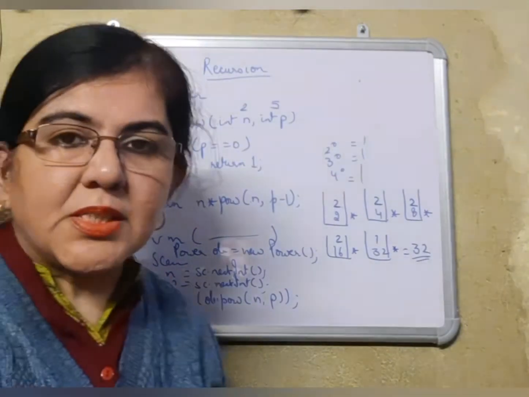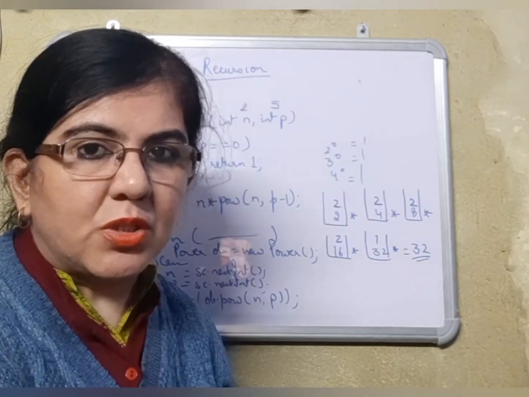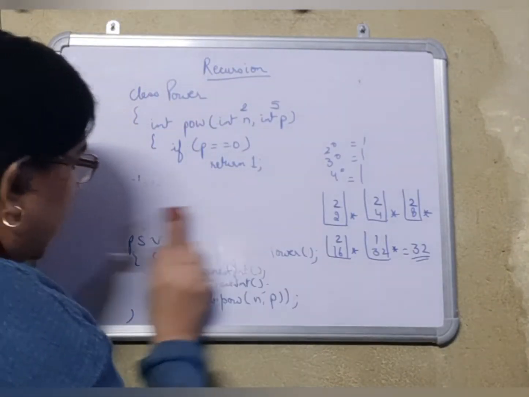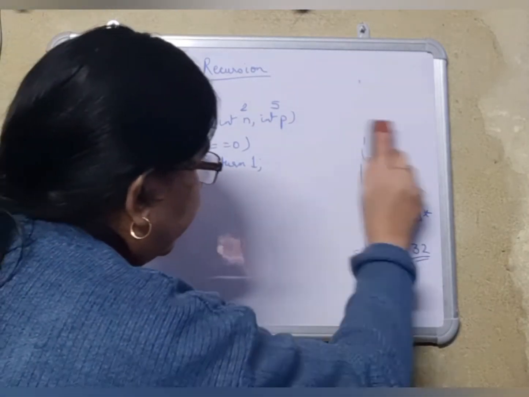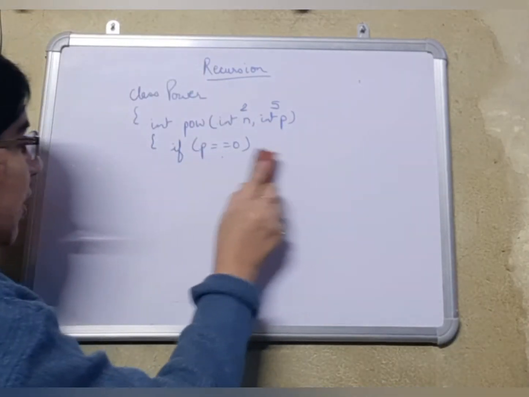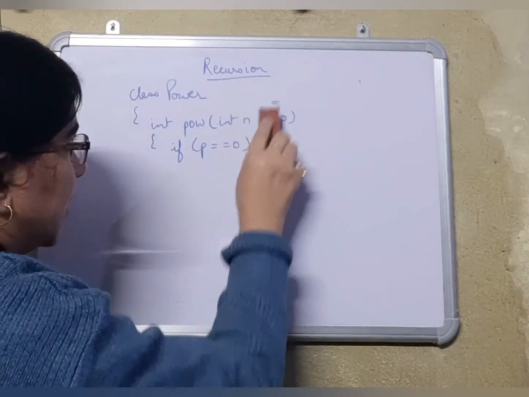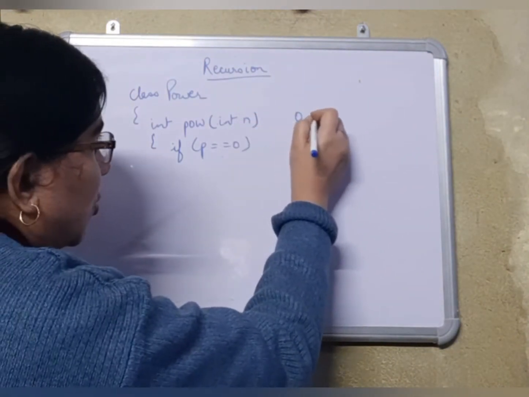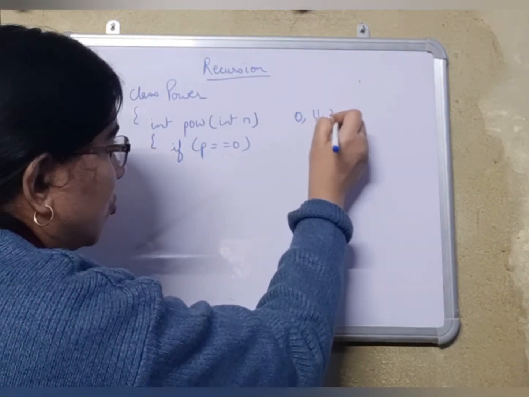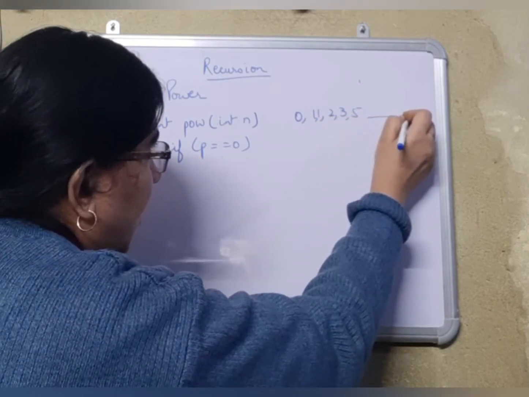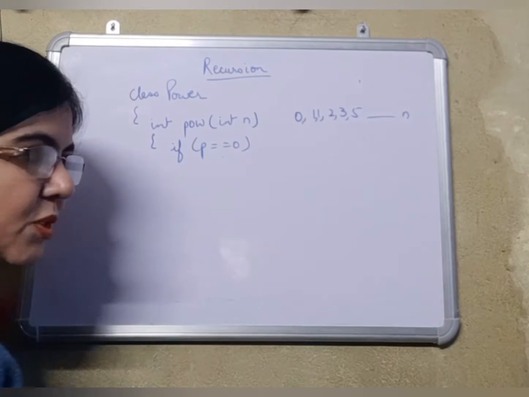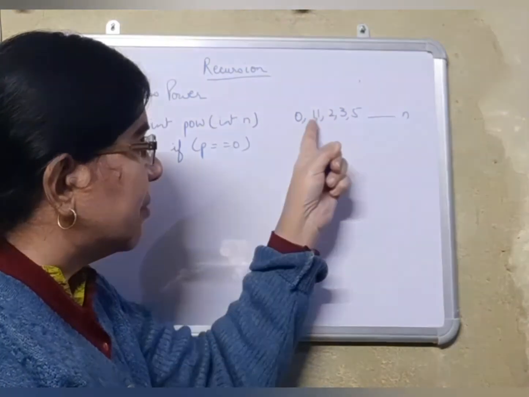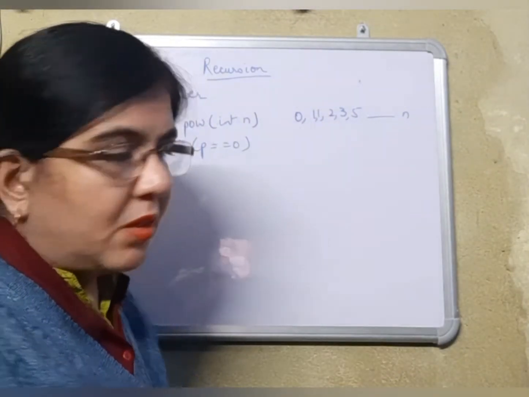This was on power. Let's see one more on Fibonacci, how to create a recursive function for Fibonacci. Fibonacci, you people must be aware what it is. Fibonacci series like 0, 1, 1, 2, 3, 5. Every third number is the sum of the previous two numbers. Like this third one is the sum of 1 and 0. 2 is a sum of 1 and 1. 3 is a sum of 2 and 1.